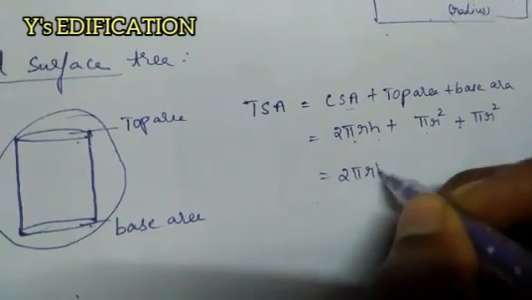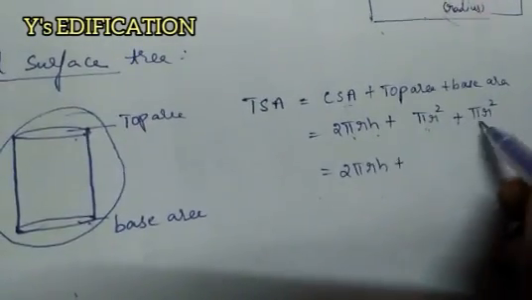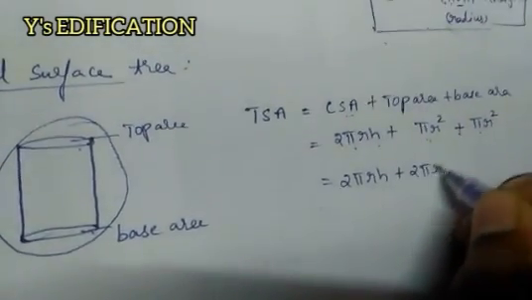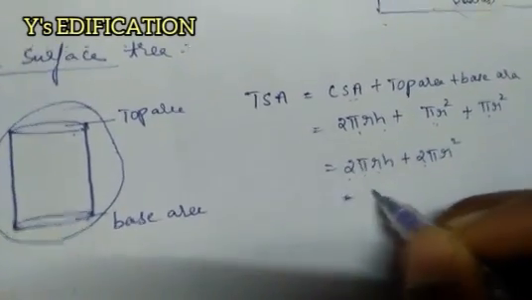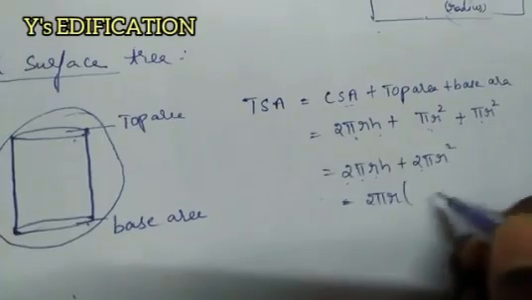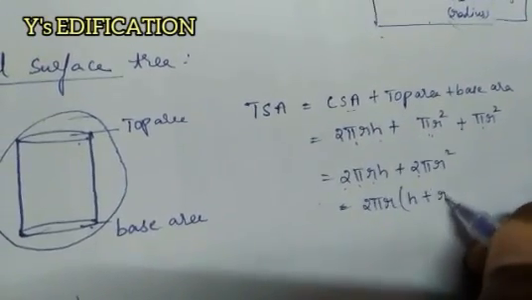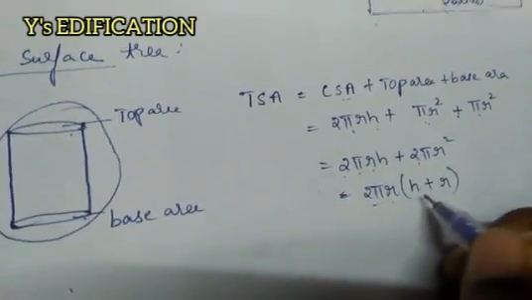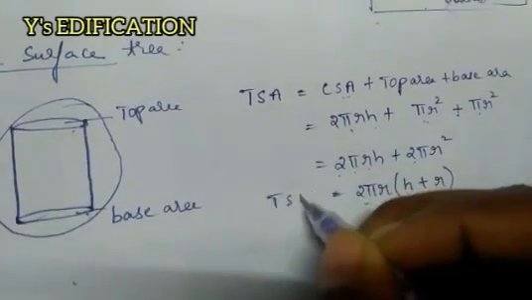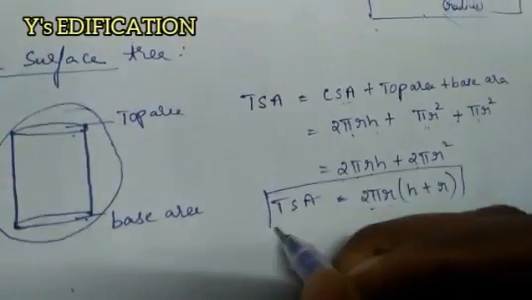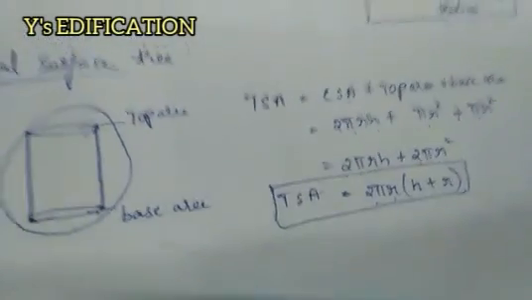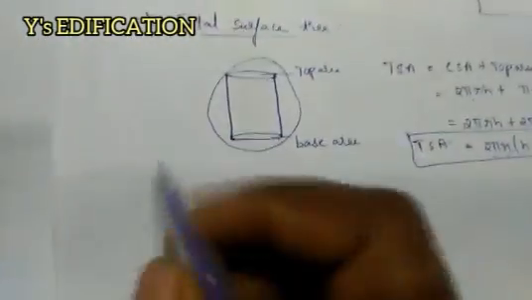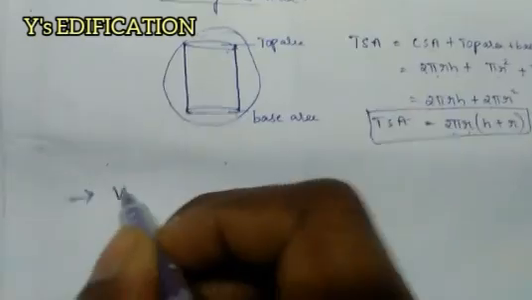2 pi r h plus pi r square and pi r square gives 2 pi r square, and we can take 2 pi r common. If you take 2 pi r common, what is the remaining? h plus r. So 2 pi r into h plus r is the total surface area of a cylinder, where r is the radius and h is the height.